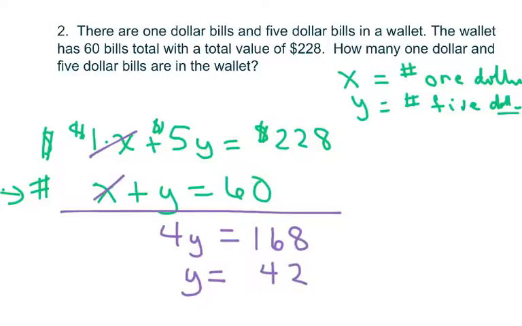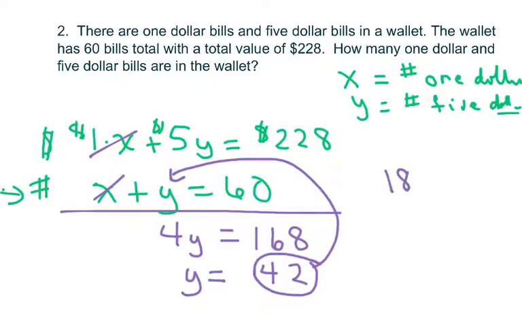And then I plug the 42 back into this y. And so that means that my X has to be 18. So I have 18 $1 bills and I have 42 $5 bills. And you can plug them back in to see if it makes sense for you.